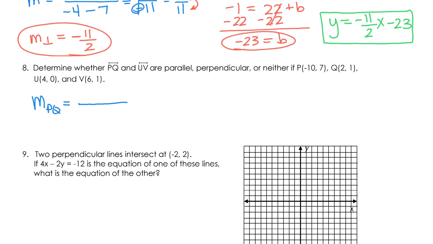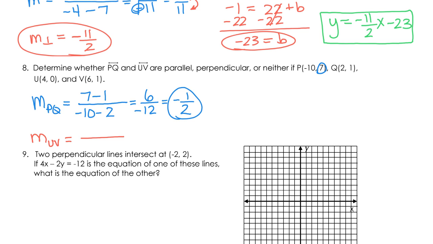And Y is to the sky. So I'm going to choose to do the Y coordinate of 7 minus the Y coordinate of 1. On the bottom, I have to start with -10 then, minus the X coordinate of 2. 7 minus 1 is 6, and -10 minus 2 is -12. And that reduces to a slope of -1/2. Give that a little circle. I'm going to do the same thing, but I'm going to find the slope of UV this time. And Y is to the sky, so I'm going to start with my Y coordinate of 1 minus my Y coordinate of 0. Okay, on the bottom, I'm going to start with my X coordinate of 6 minus my X coordinate of 4. 1 minus 0 is 1, and 6 minus 4 is 2. And that doesn't reduce. That's already reduced.